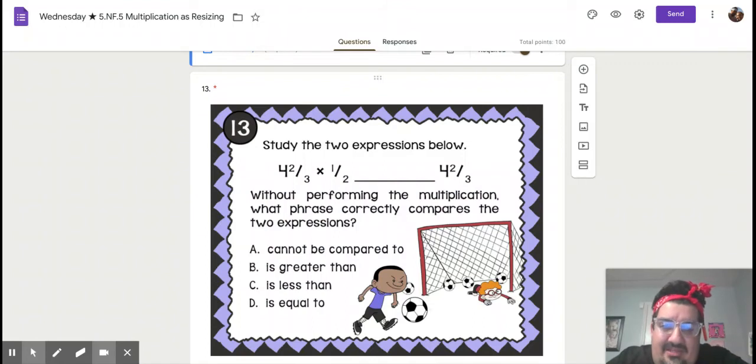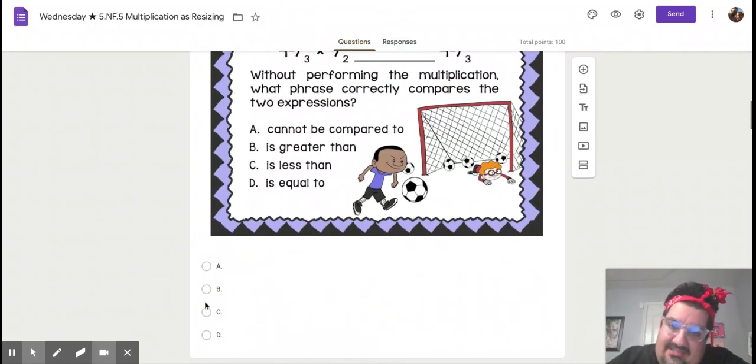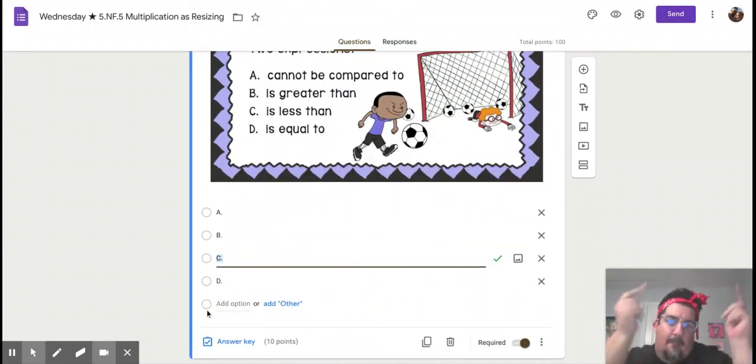So what's our answer going to be? It's going to be C because it's going to be less than, because again, it's not 4 2/3. Those are the same on both sides. So since it's 1/2, it's going to be less than 4 2/3. So the correct answer is C. Let's check it out. Boom, we got it.